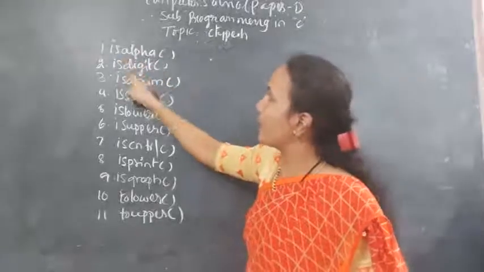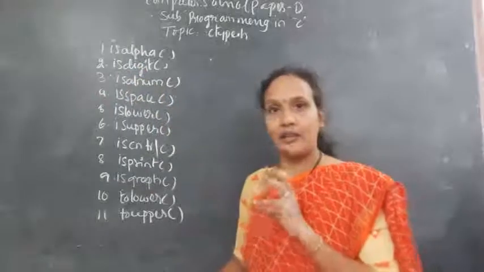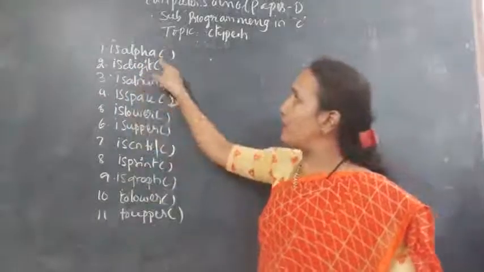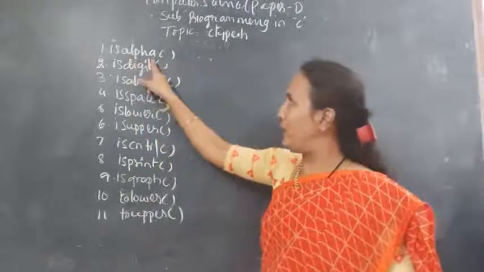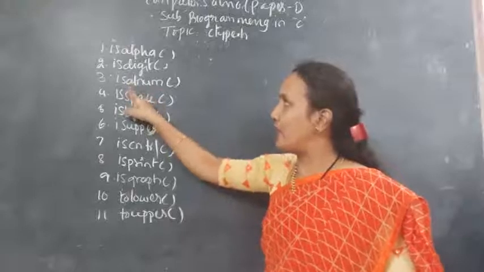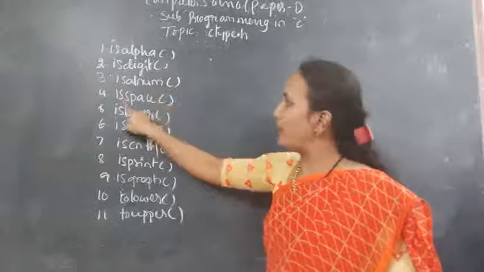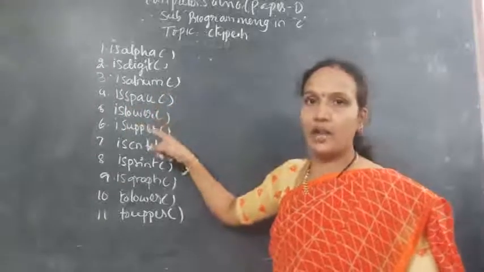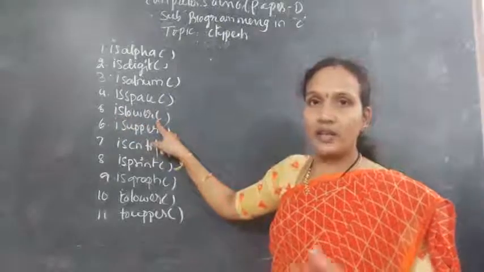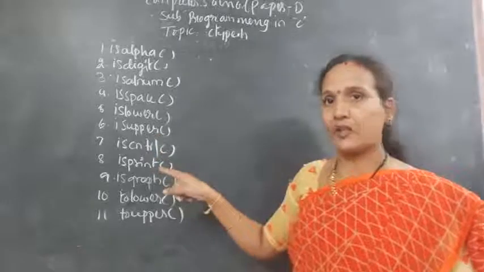isalpha, isdigit. See, each is a function. All the characters in the function name should be in lowercase, and at the end of the function there should be parentheses. isalpha, isdigit, isalnum, is alphanumeric. isspace means whether the given character is a space or not. islower means whether the given character is lowercase or not. isupper, whether the given character is uppercase or lowercase.